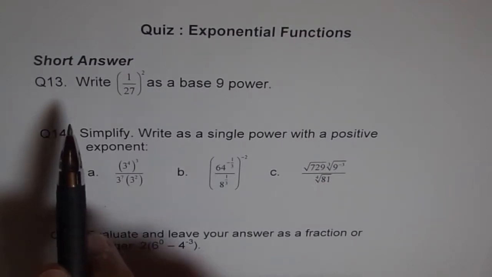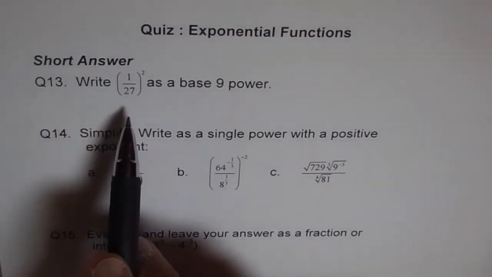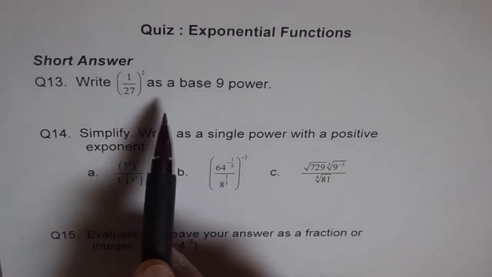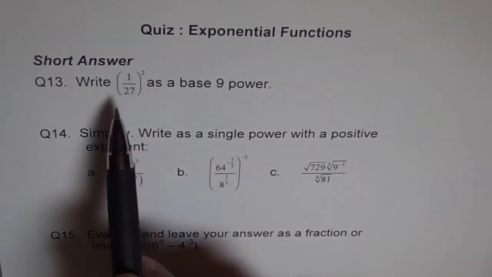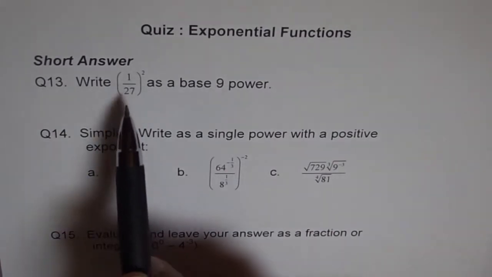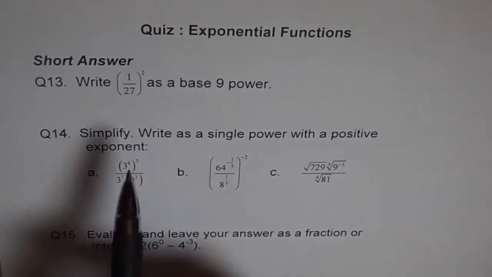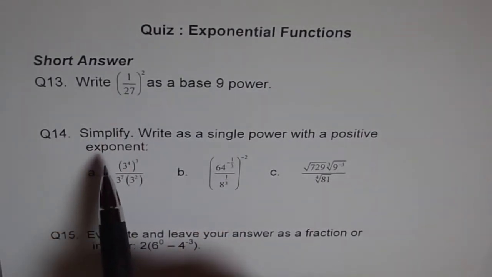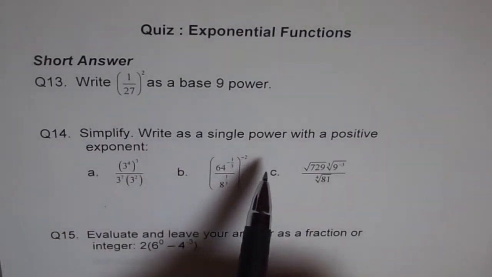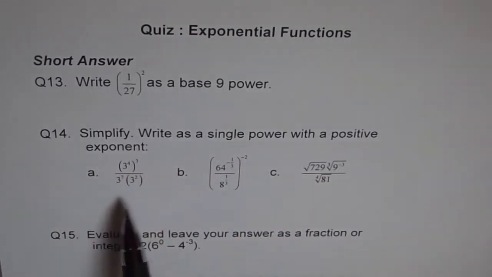Question 13 is, write 1 over 27 to the power of 2 as a base 9 power. So we have to replace 27 by 9 and make an equivalent number here. Question 14. Simplify. Write as a single power with a positive exponent. And we're given three different things to do.